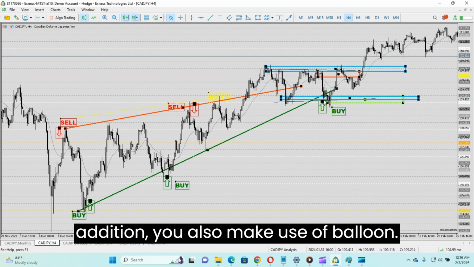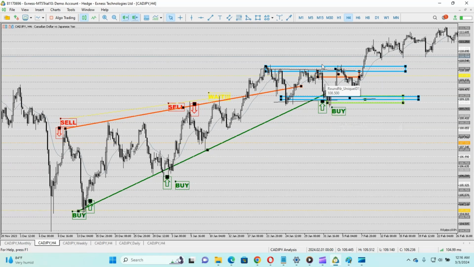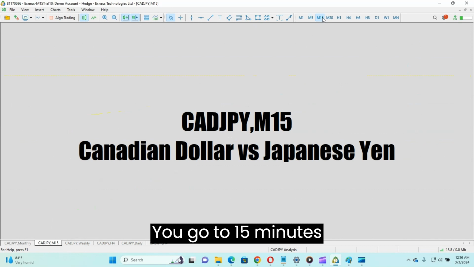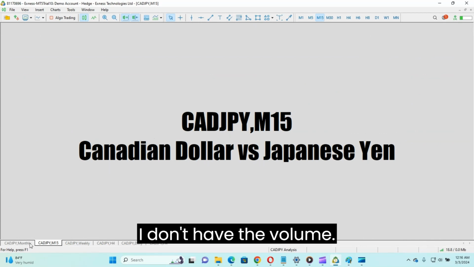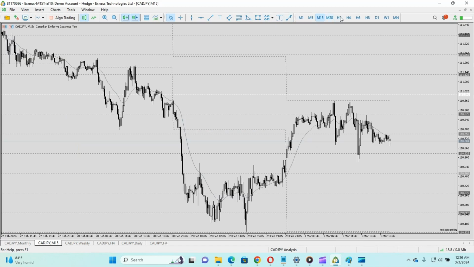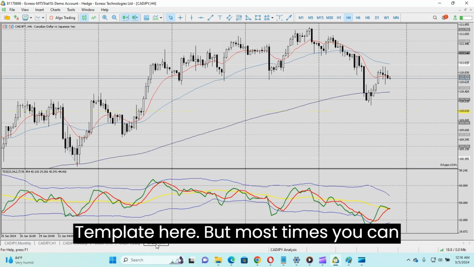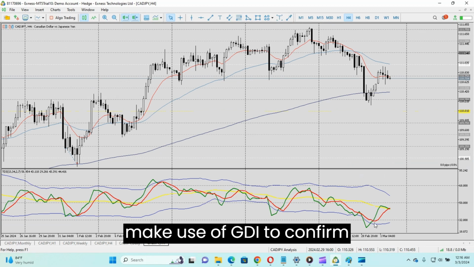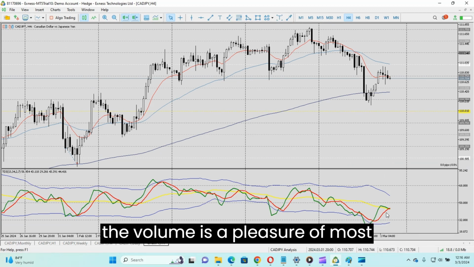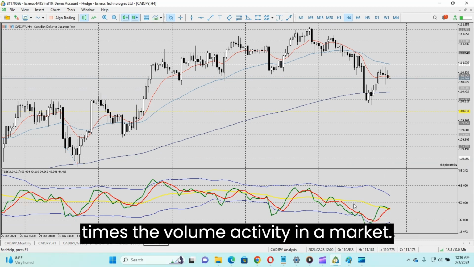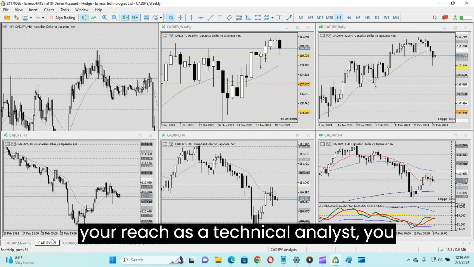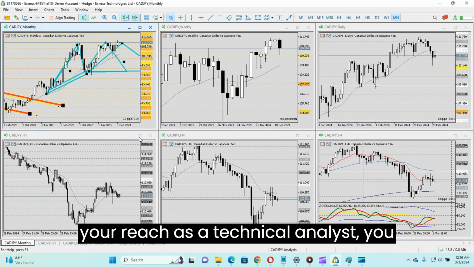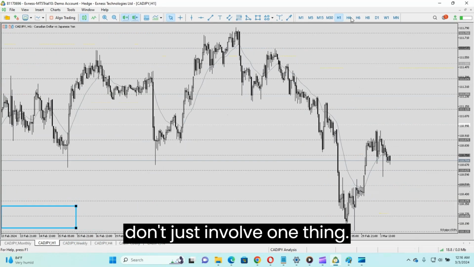In addition, you also make use of volume. You go to the 15 minutes chart, you look for volume. I don't have the volume template here, but most times you can make use of TDI to confirm the volume. It is a reflection of most times the volume activity in a market. So you employ everything within your reach as a technical analyst. You don't just involve one thing.